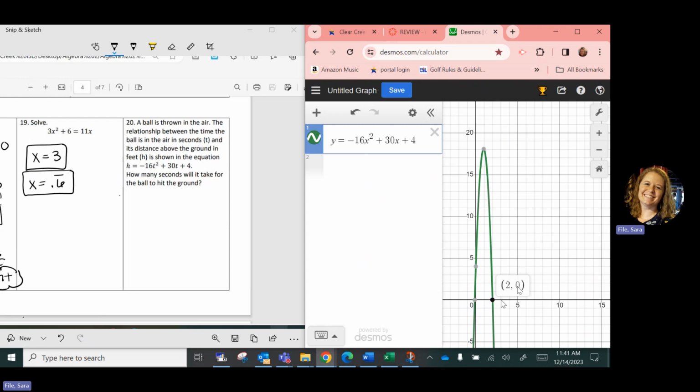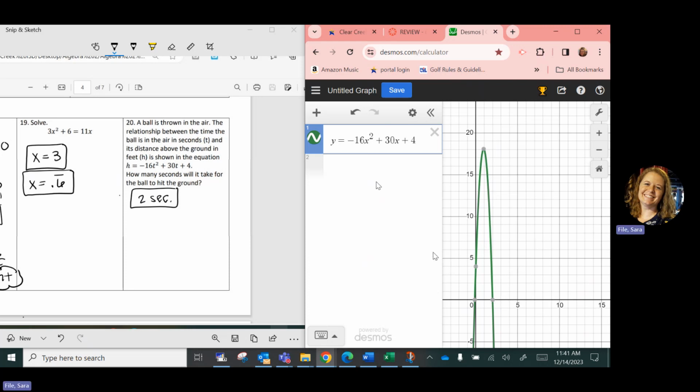Sometimes they ask a different type of question there. If they said, how long did it take for the ball to get to its highest point? Well, here's the highest point. Which one of those is the time, the x or the y? The x. So it took 0.9 seconds for it to get to its highest point. Okay, so you just plug the equation in to look at the graph, and then you can answer questions using the graph. Y'all feel comfortable with that?